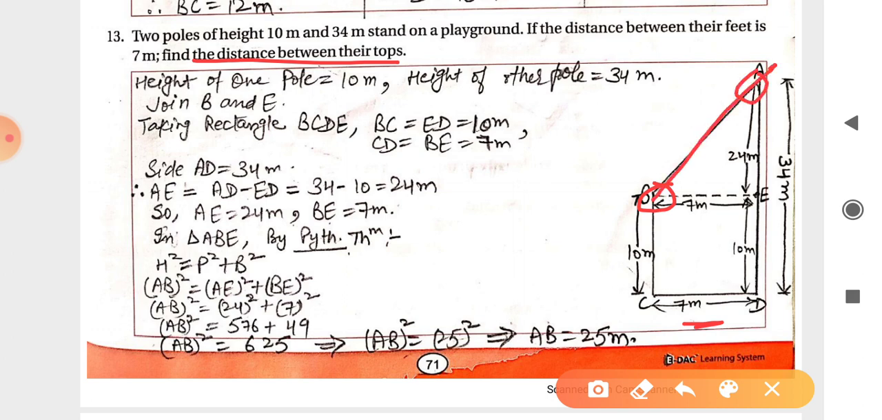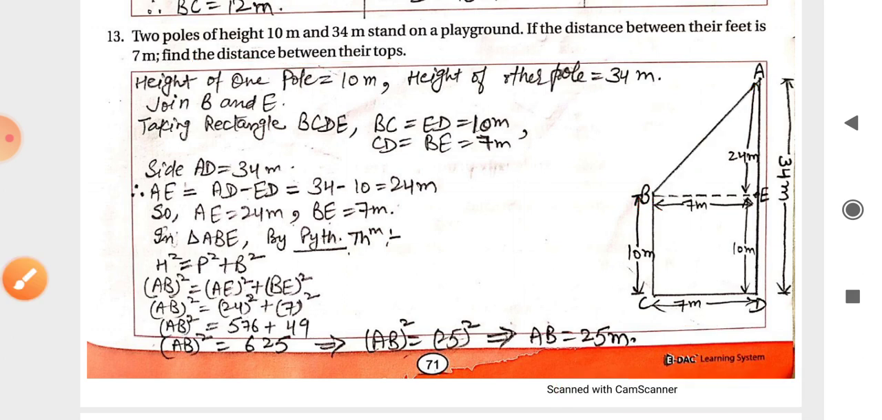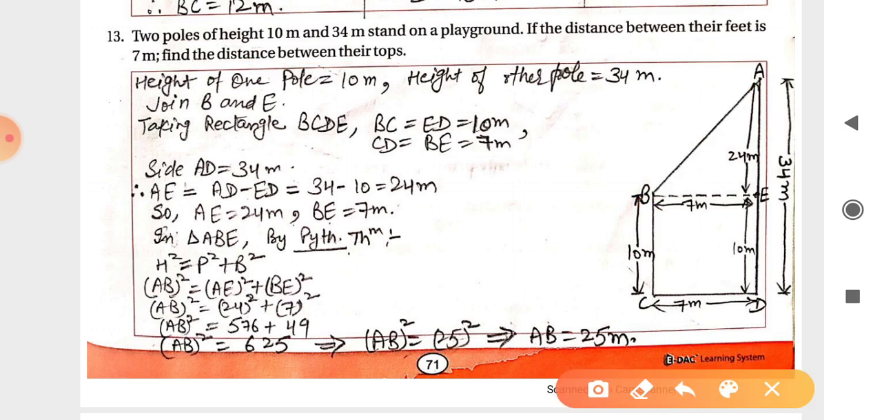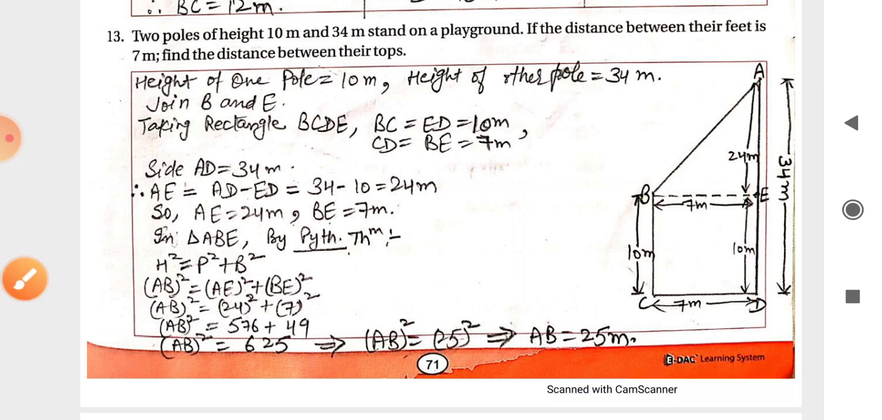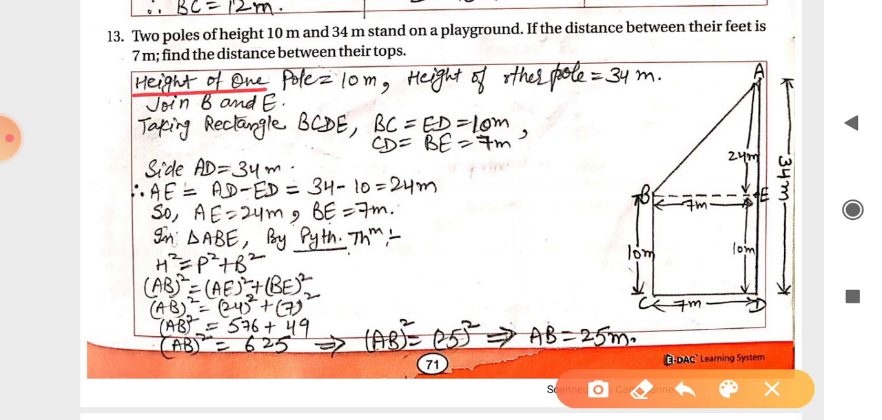Then we will join their tops and we have to find the value of that side, that is AB. Here are the points A, B, C, D and E. We have to find the value of AB. The height of one pole is equal to 10 meter, the height of the other pole is equal to 34 meter. Then join B and E.